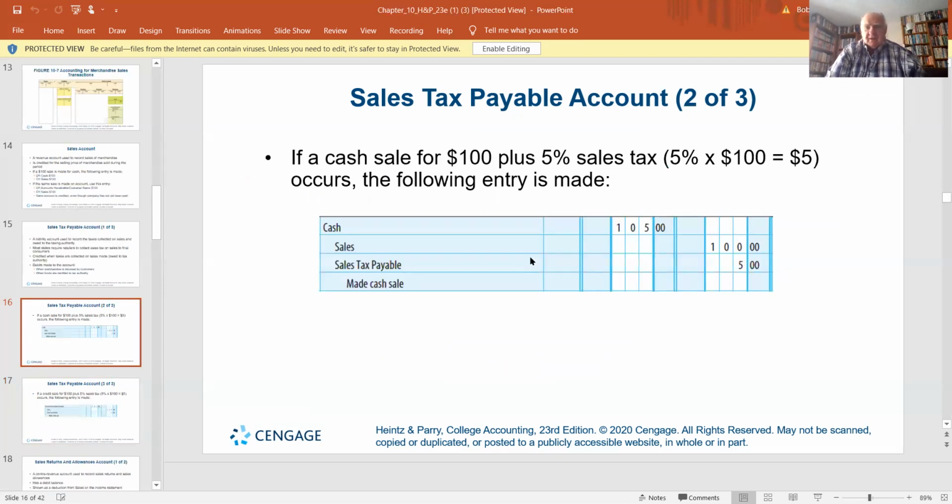And here's a quick look at a sale with sales tax. 5% sales tax. Oh, that would be nice. I wish ours was 5%. I think ours is 8.75% in Santa Barbara County, I believe.